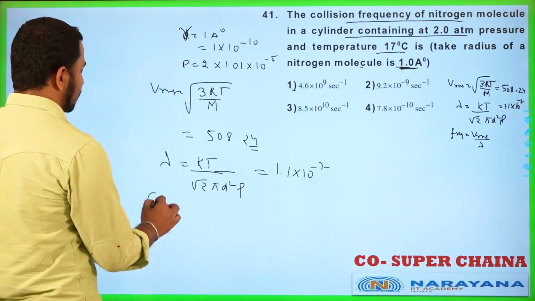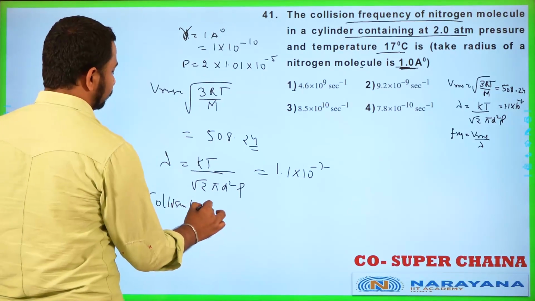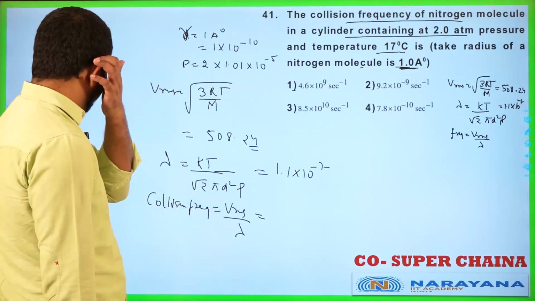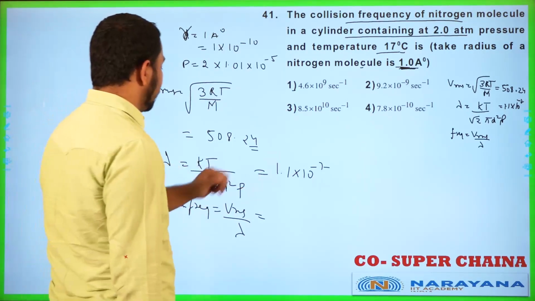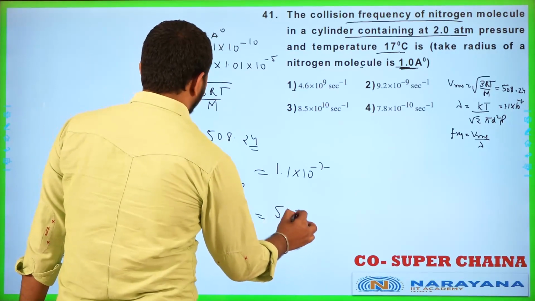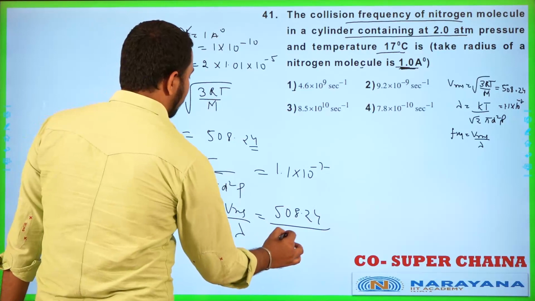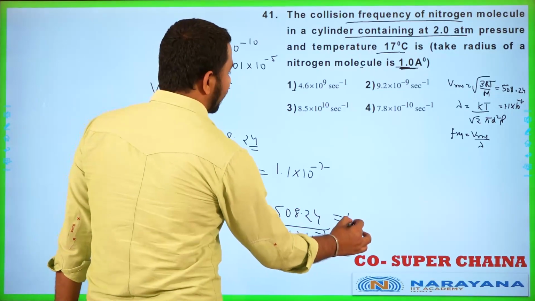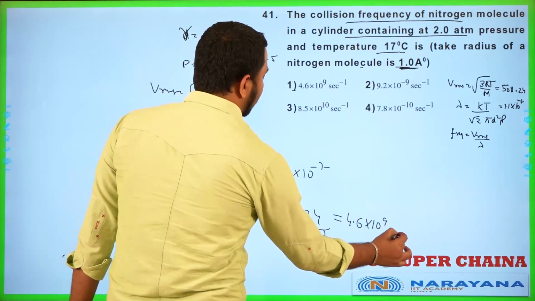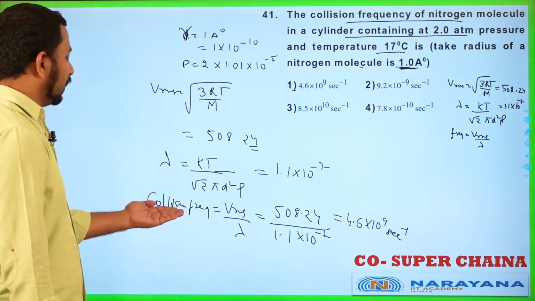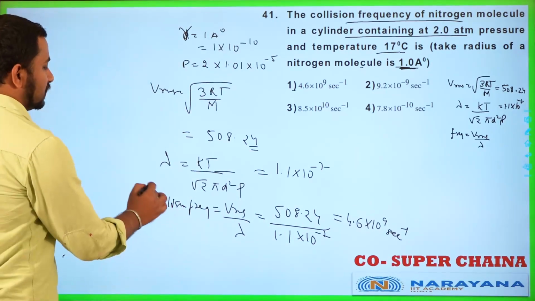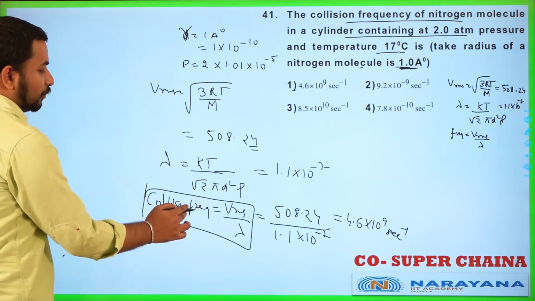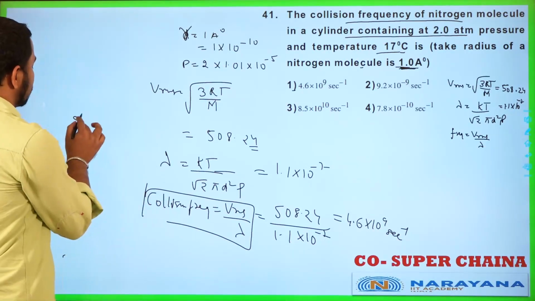Now for collision frequency we know it is given by VRMS by lambda. So collision frequency, we got already VRMS, VRMS is 508.24 and lambda is 1.1 into 10 to the power minus 7. If you simplify this, this will come as 4.6 into 10 to the power 9 per second. This is the answer. Now how we can remember this: we know collision frequency is VRMS by lambda. If you see here, frequency is reciprocal of time period, right? So speed is equals to distance by time.